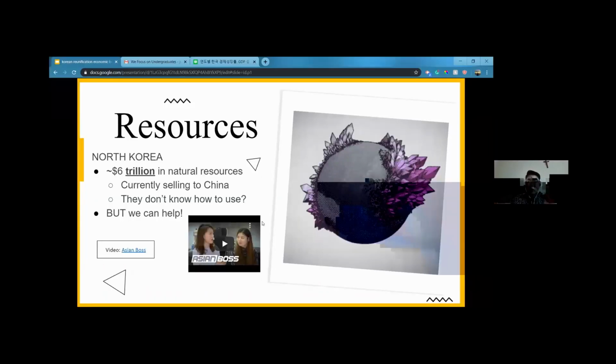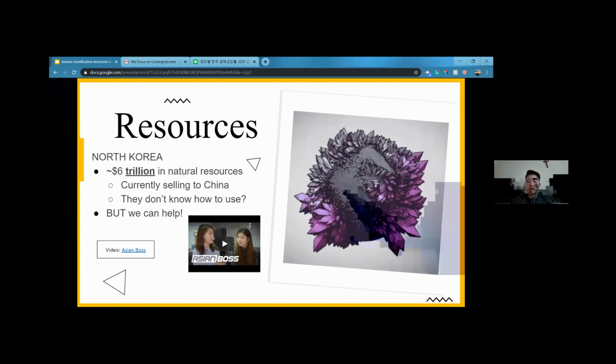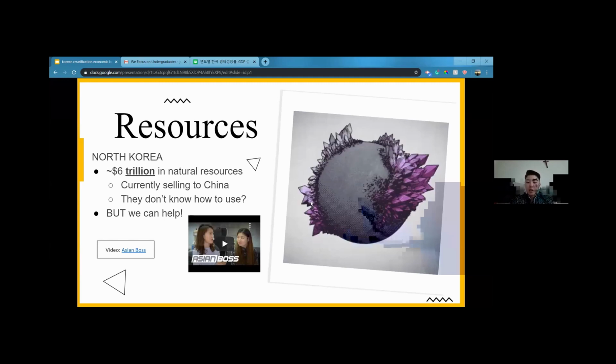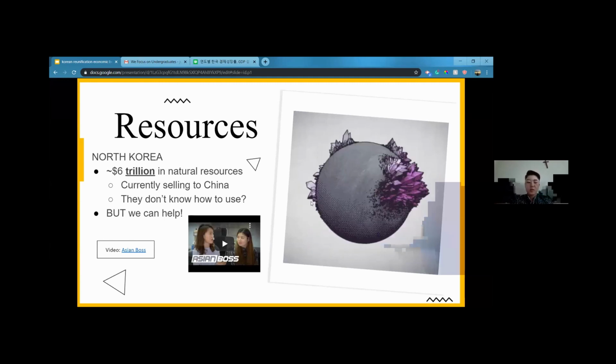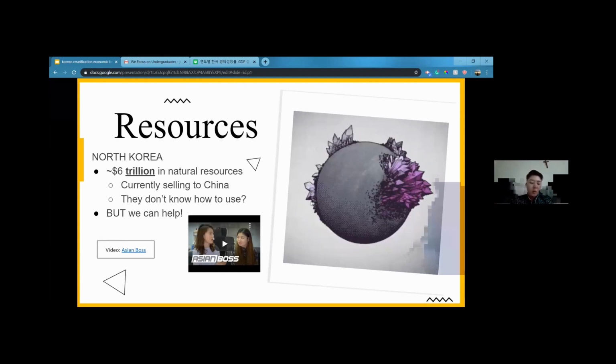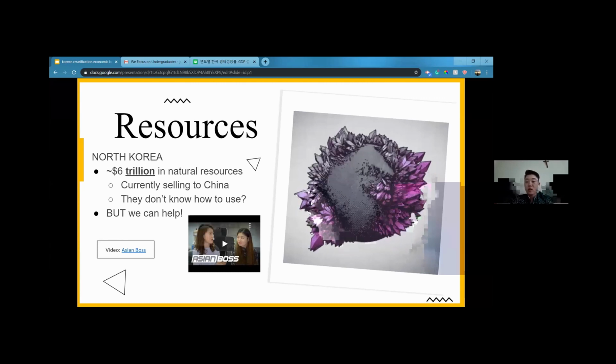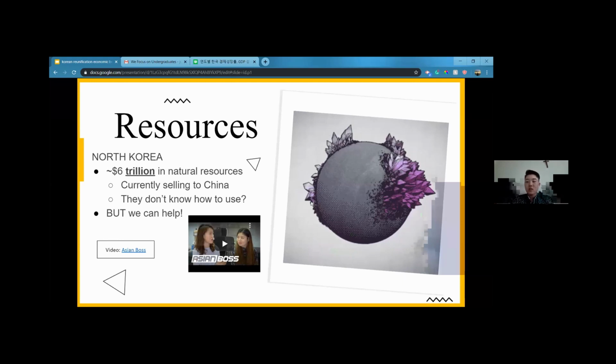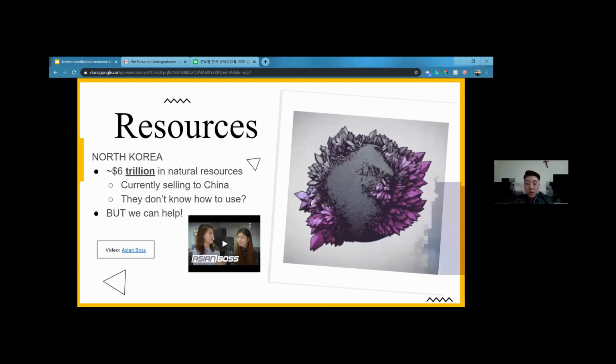Basically, if you guys weren't paying attention, they have all these natural resources, right? But they can't use them because they don't have that technology. But think about us. We have that technology, right? We're so advanced in that industry. And with our help, we can put those resources to good use. And instead of just selling them off to China for very cheap, we can use them and make a lot more money.